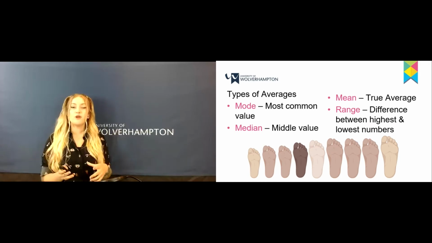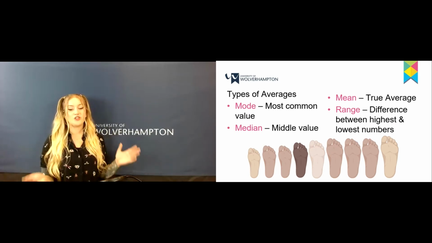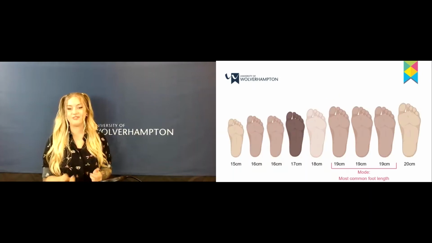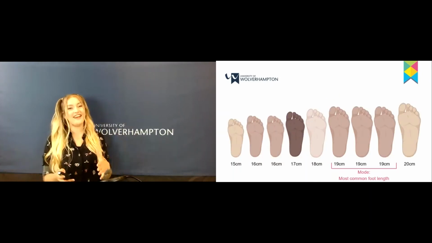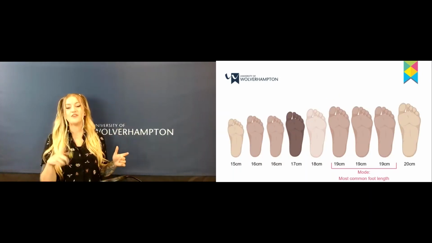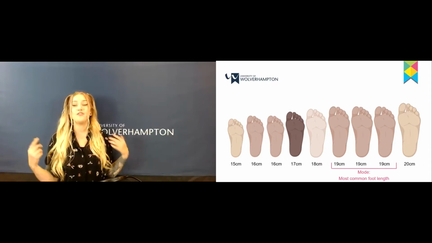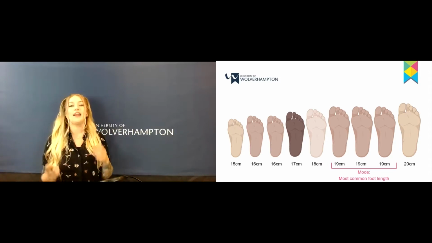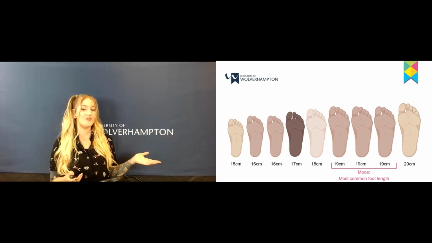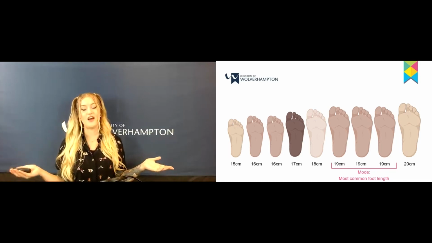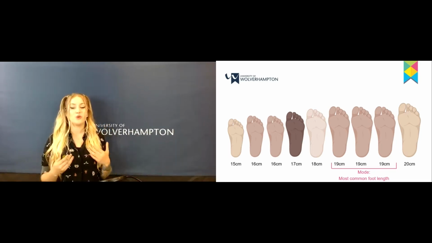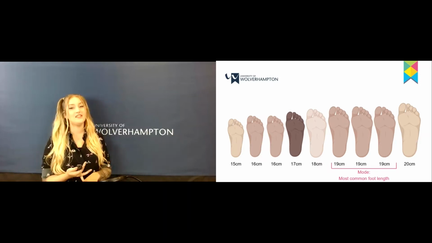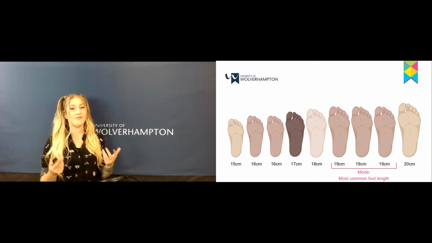Now we're going to run through an example here, just with some feet. So if you look at our feet here, you'll see we have 1, 2, 3, 4, 5, 6, 7, 8, 9 feet on our diagram, and they're all measured from 15 centimetres up to 20 centimetres. And we're going to use this example to work out our mode, our median, our range, and our mean.